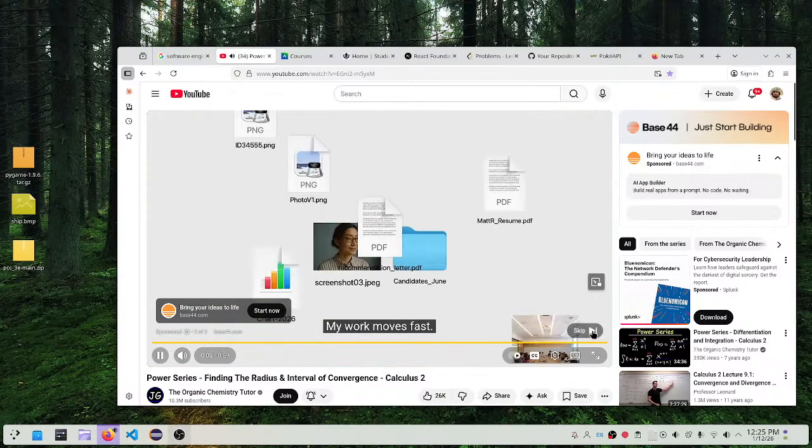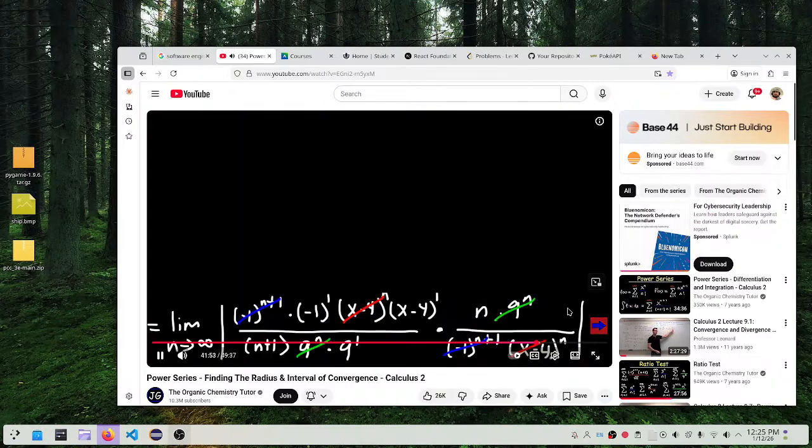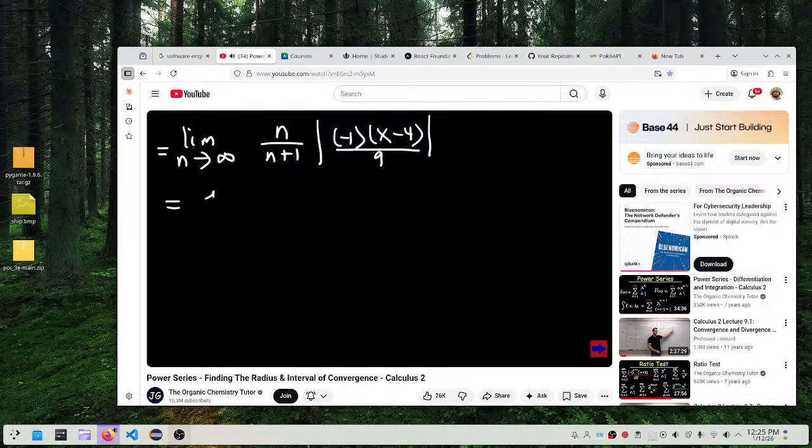So this is the 1 over n plus negative 1 times x minus 4. And then the absolute value of negative 1 over 9, we can take that out of the absolute value expression and write it as 1 over 9. So what we have now is 1 over 9 times the absolute value of x minus 4.